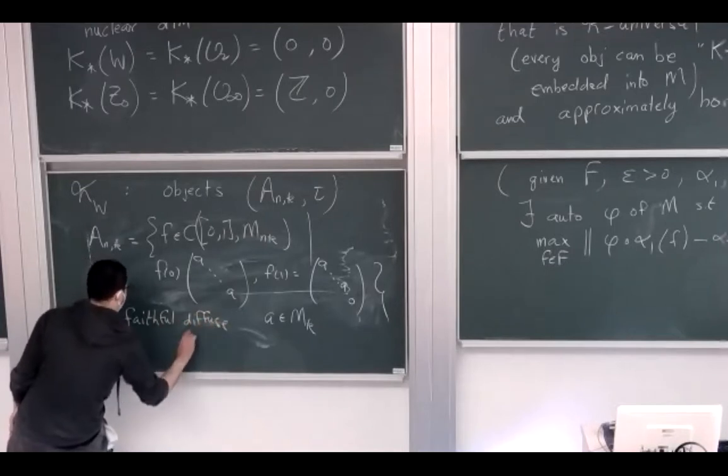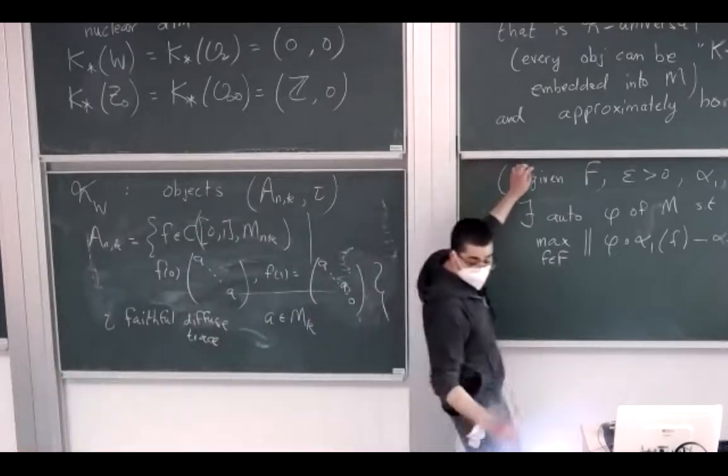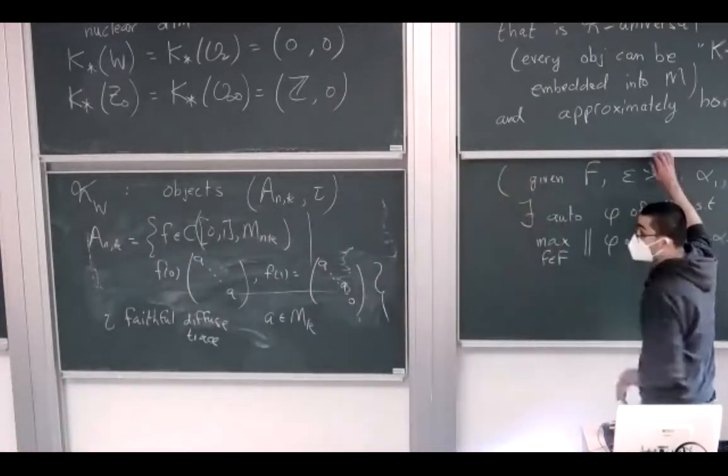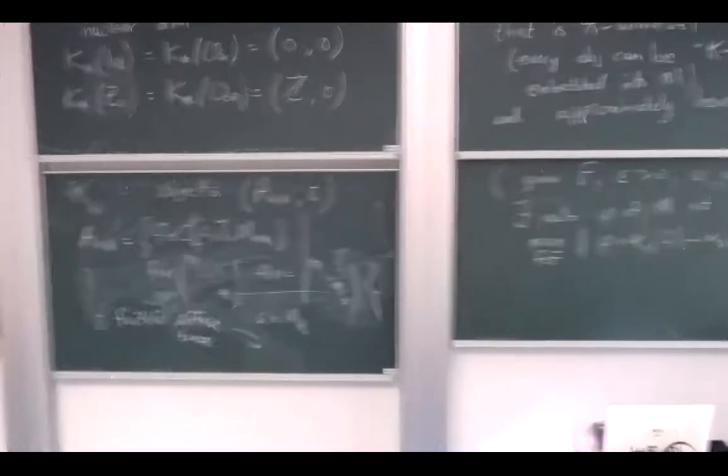What I mean by a faithful diffuse trace is every trace on this algebra is given by a probability measure. I want that probability measure to be faithful and diffuse.